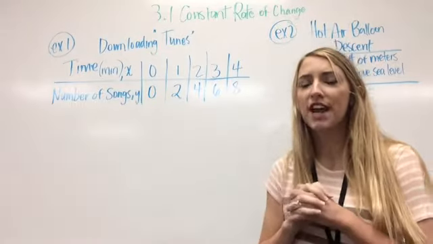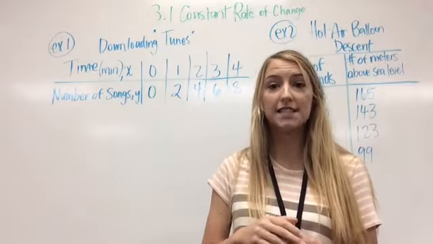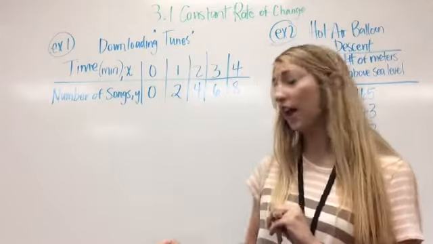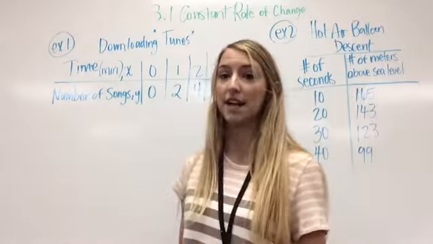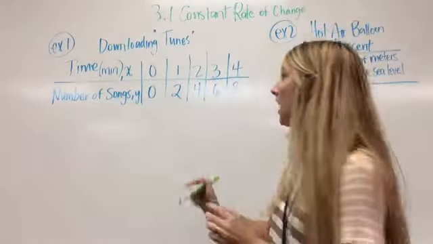So the constant rate of change is all about the change in Y over the change in X. And that has to be the same for the entire table. It has to be consistent. So we're going to take a look at this.